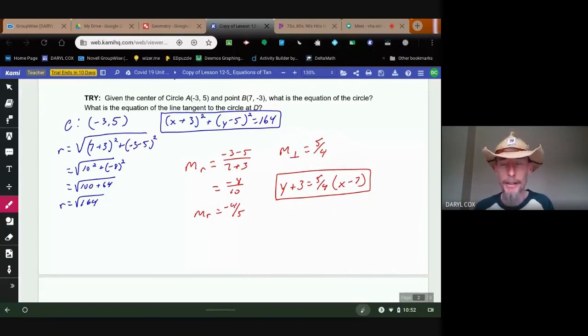Okay, not that bad a lesson. Follow through those steps, you can do this. Okay, so you've got a Google form to work on now, and that's pretty much the end of this unit. We'll do some practice stuff, and then we'll see how you did through this.